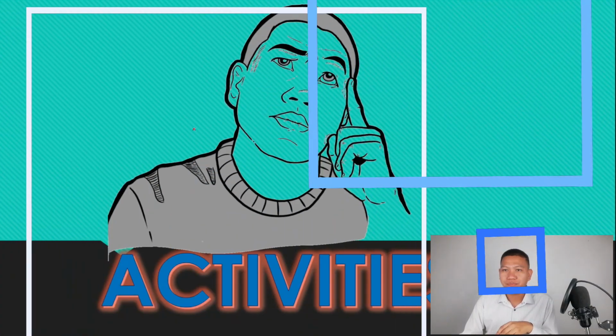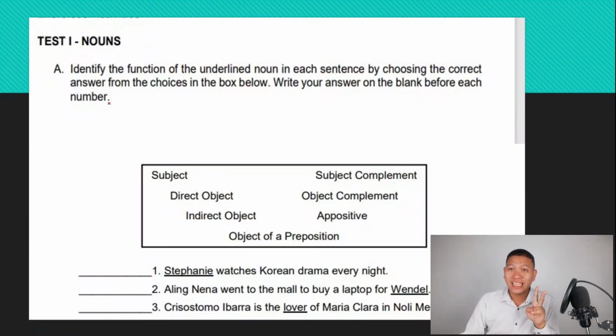Alright. Now let us see if you understood it. Let's try to answer your activities. Okay, we have two tests. Test 1 is for nouns, test 2 is for adverbs. Let's first take test 1.